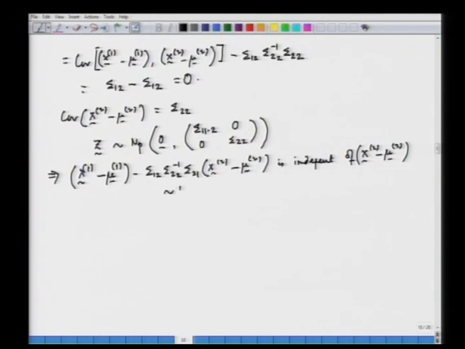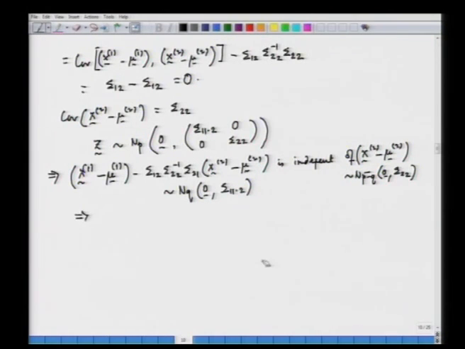This is going to follow a q-variate normal with mean null vector, and the covariance matrix, as we have seen, is nothing but sigma 1 1 dot 2, and this follows a p minus q variate normal distribution with mean null and the covariance matrix sigma 2 2. Now, this being independent of x2, the unconditional and the conditional distributions remain the same.